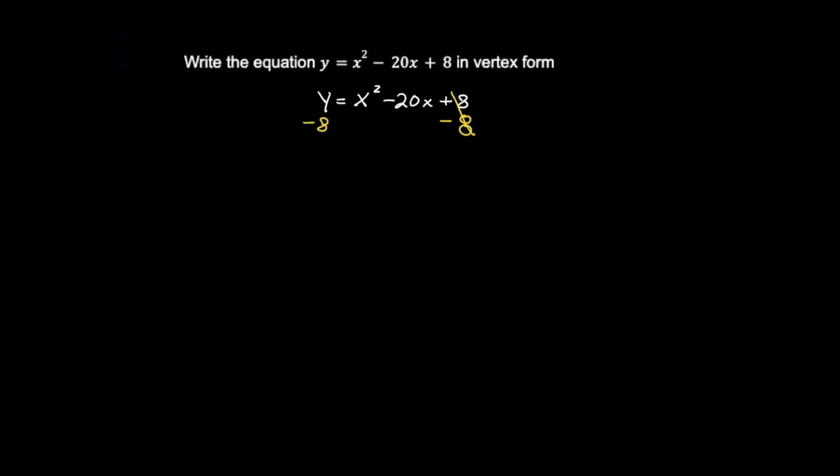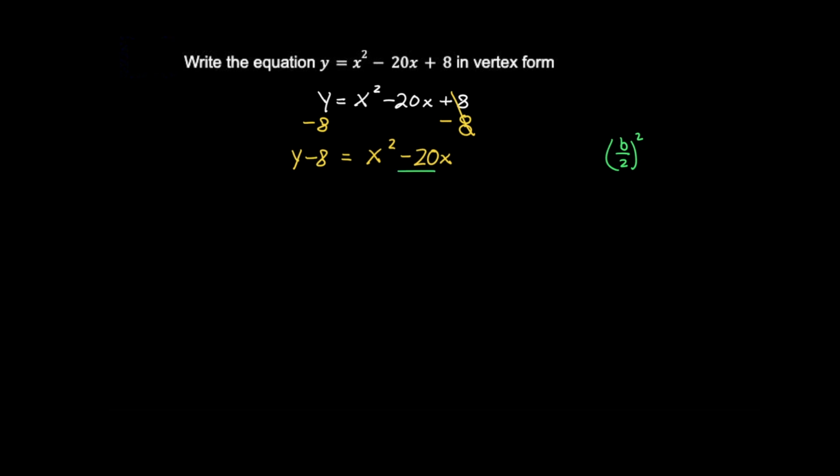If we do this, y minus 8 we can't actually do, so it's just going to stay y minus 8 equals our x squared minus 20x. Our next step here will be to go through and calculate our b over 2 squared. We need to know what we need to add to both sides so that the right side here will be a perfect square trinomial.